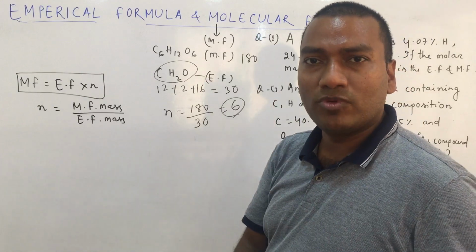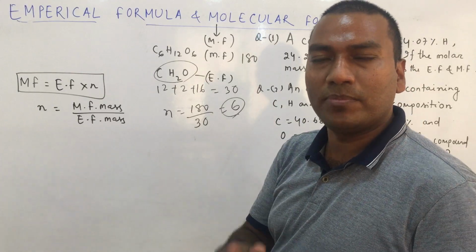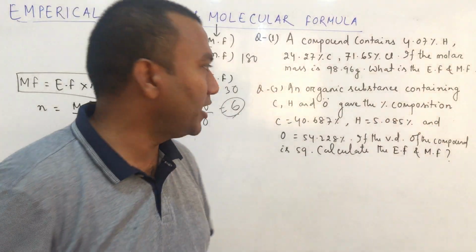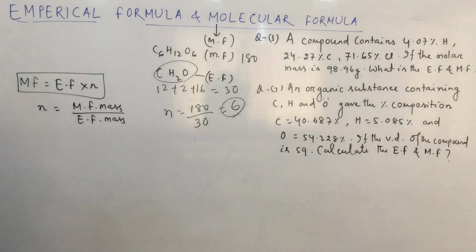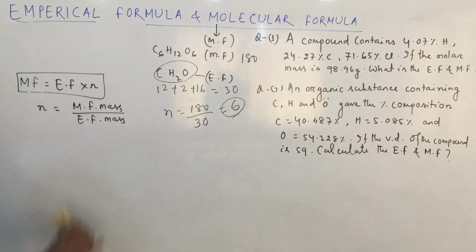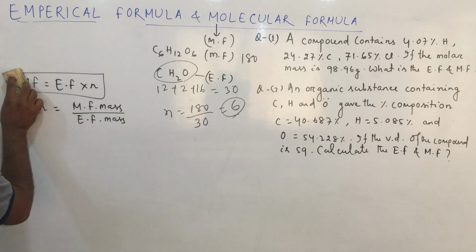Remember, for two different molecules, the empirical formula may be the same. Molecular formula may be different, but empirical formula may be the same. Clear? And the relation is molecular formula equals N into empirical formula, and N equals molecular formula mass divided by empirical formula mass. Okay?